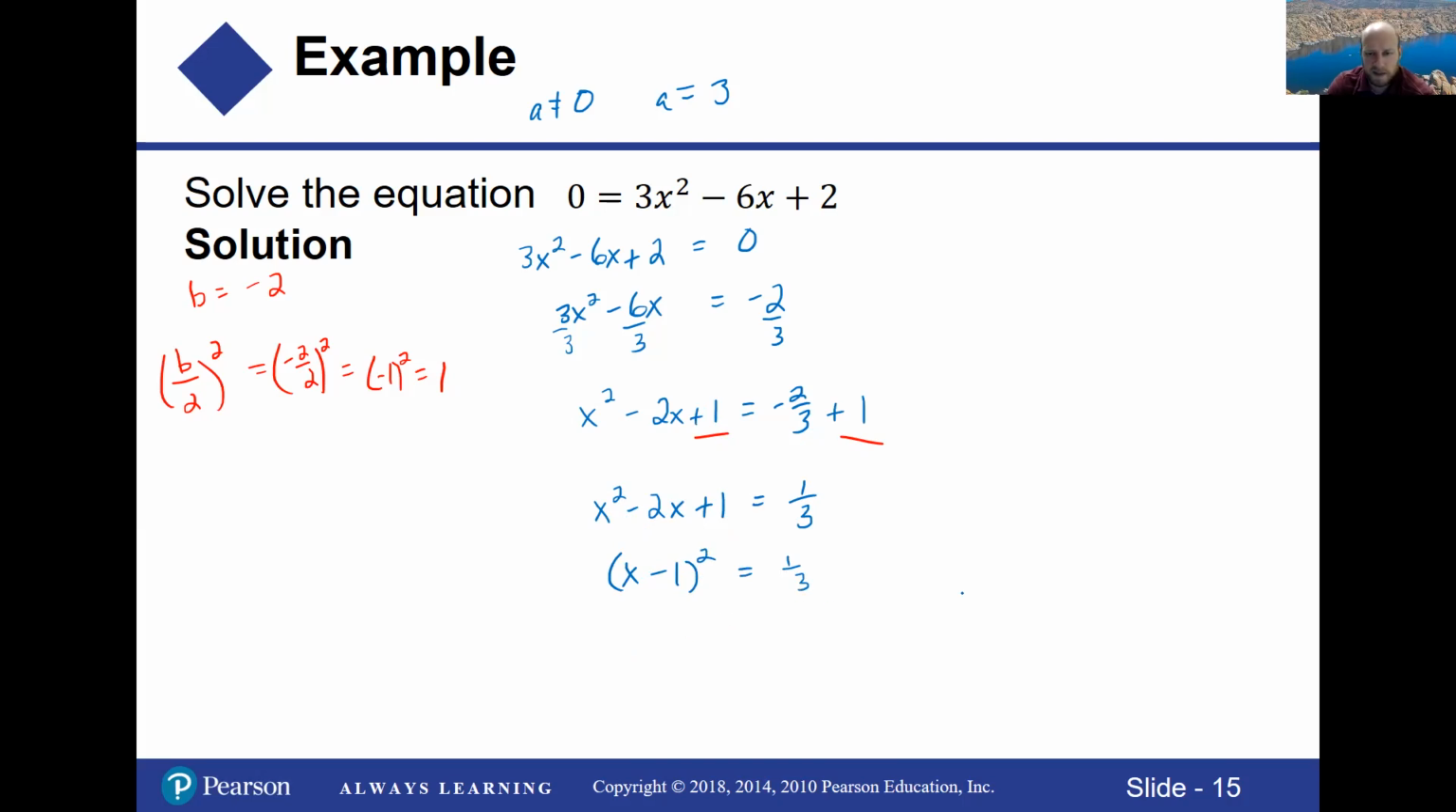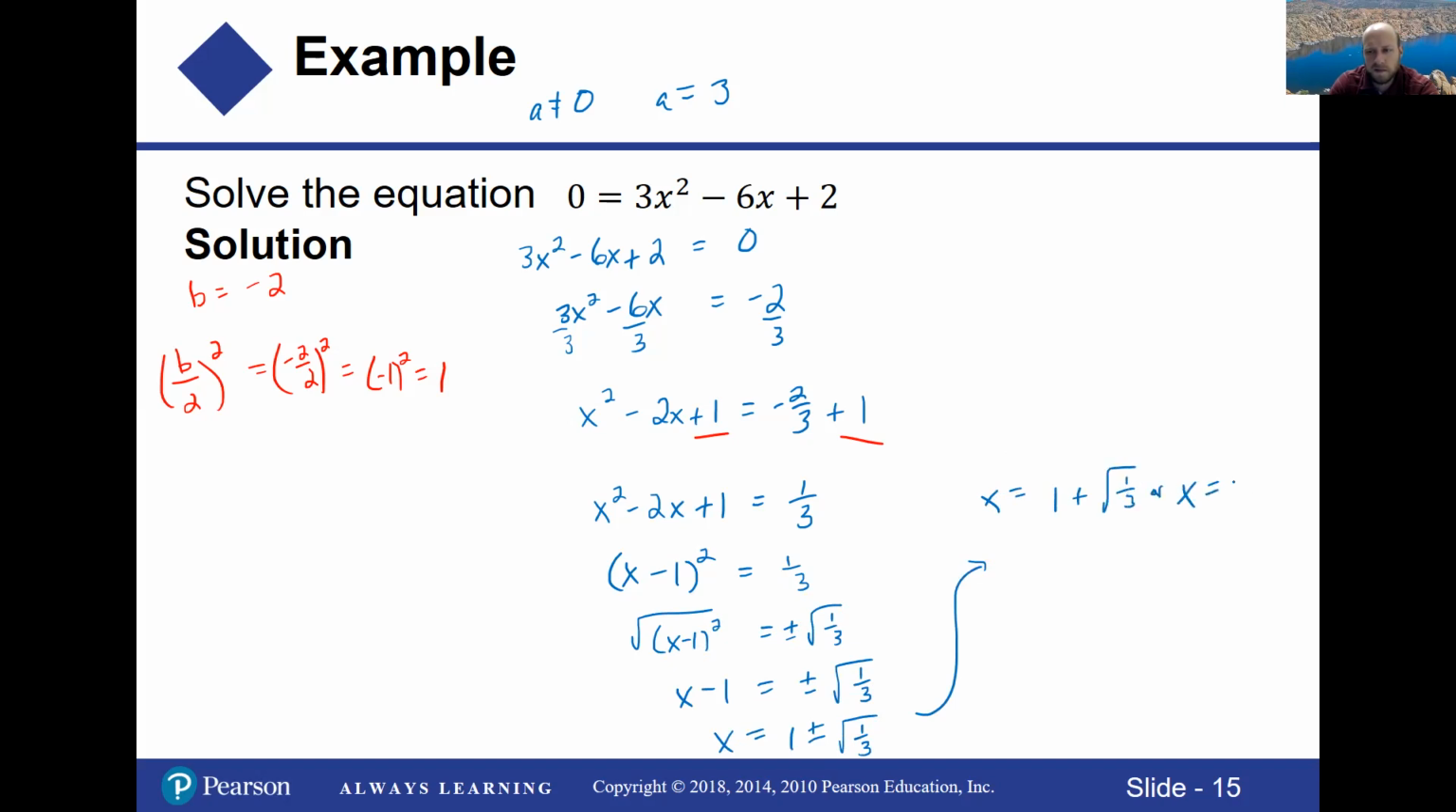And now that I have that, I'm going to use my square root property, just like I did last time, and I'm going to square root both sides. Again, on the right side, you've got to take plus or minus that thing. Okay. And I'm going to get x minus 1 equals plus or minus the square root of 1/3. I have to add 1 to the other side, so I get x equals 1 plus or minus the square root of 1/3. So again, here, either x equals 1 plus the square root of 1/3, or x equals 1 minus the square root of 1/3.